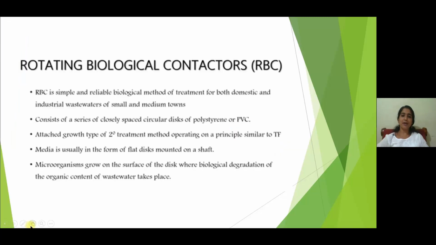Welcome to CE 402 Environmental Engineering 2, Module 4, Part 6. In this session, I am going to discuss the rotating biological contactor, that is RBC.